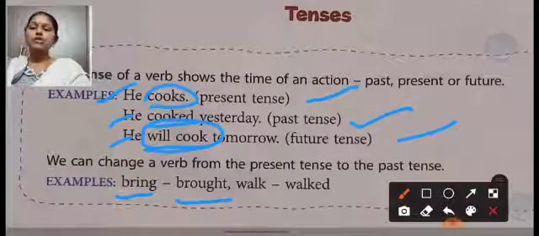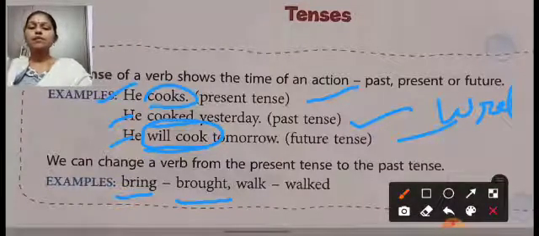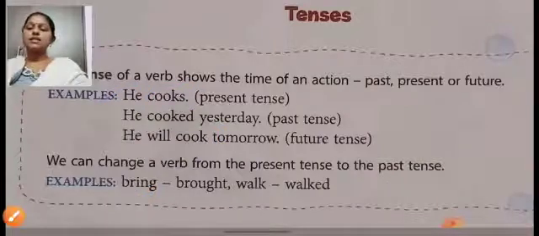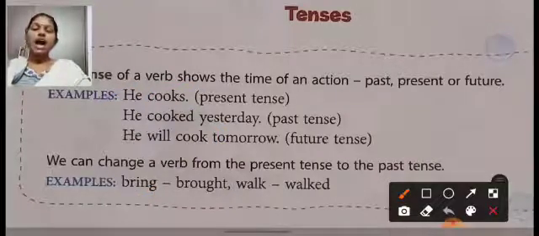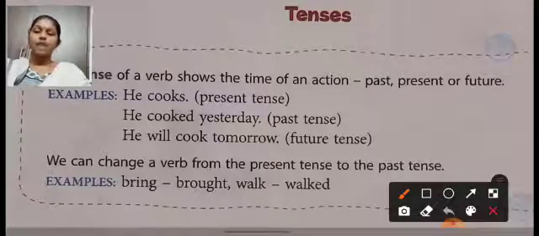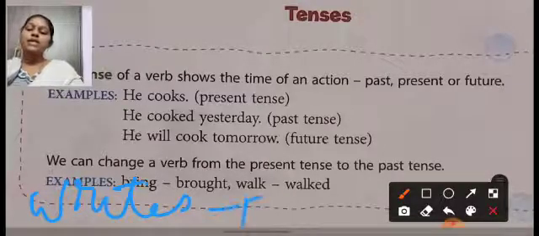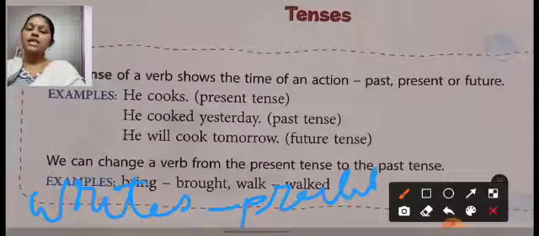Okay, I wrote. Wrote is the verb of past tense. Okay, and write. I will write a letter. So that shows future time. Will write shows the future time. Okay, he writes letters. So writes, he writes, shows the present time.